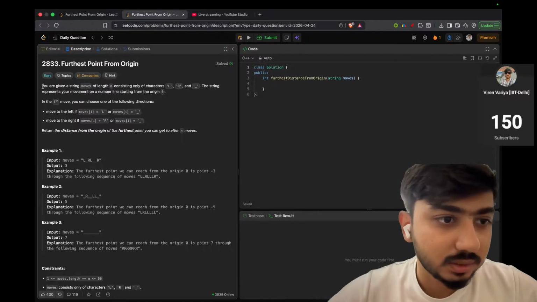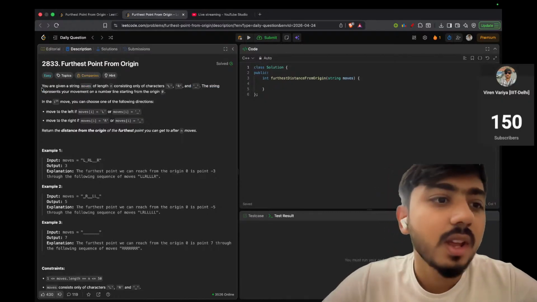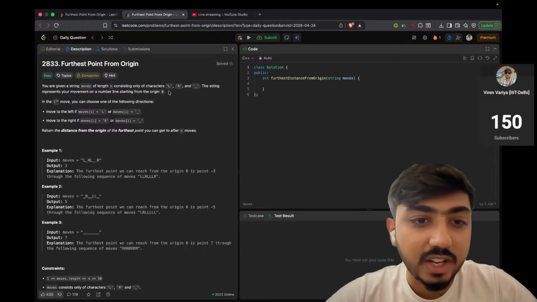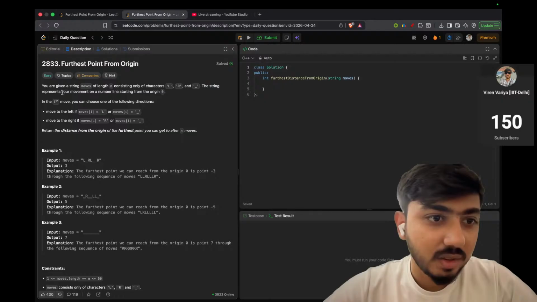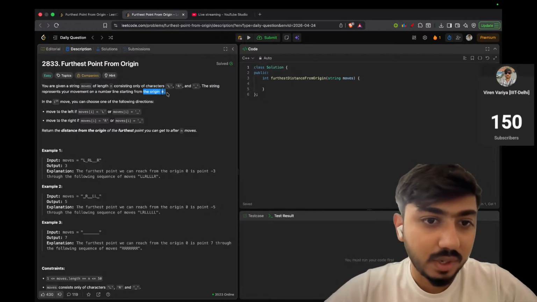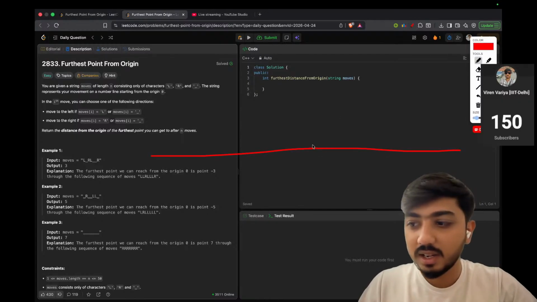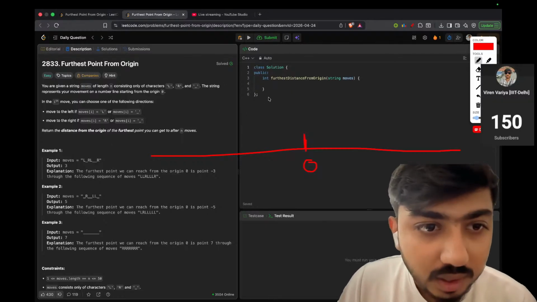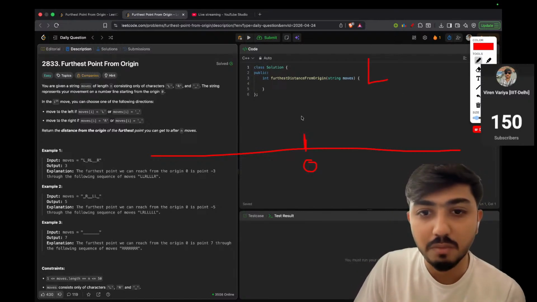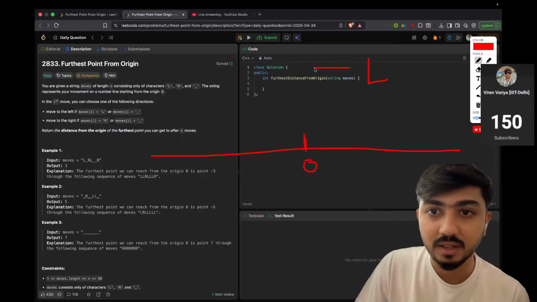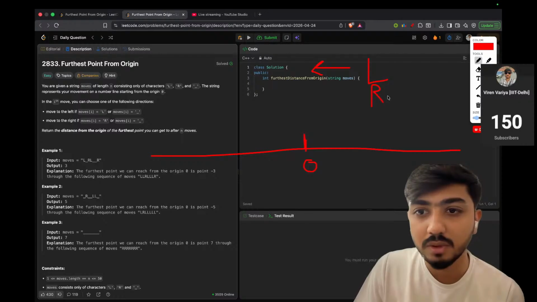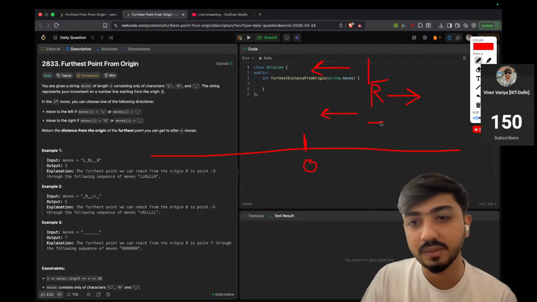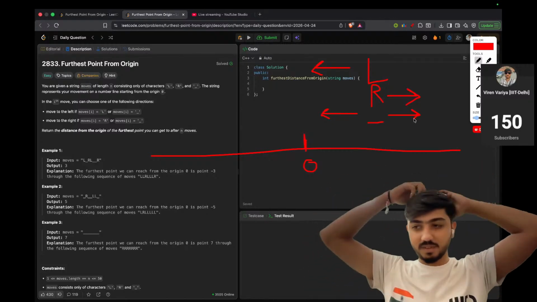So the problem is easy, but it uses a nice trick. You are given a string of moves of length n consisting only of characters L, R, and dash. The string represents your movement on a number line starting from the origin. So there is a number line and you are standing at position 0 and you have to follow the moves. On the ith move, if you get L, then you have to move one step back, to the left side. If you get R, then you have to move to the right side. And if you get dash, then it's up to you. Dash means you are allowed to move in both directions, left or right, depending on how you want to move.